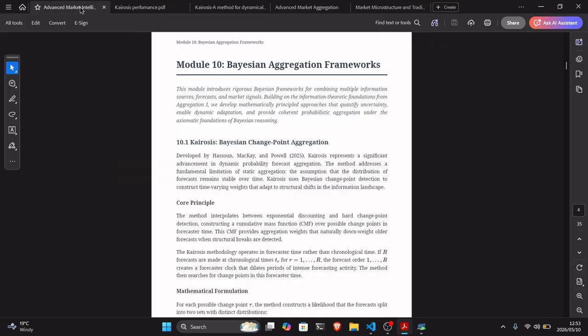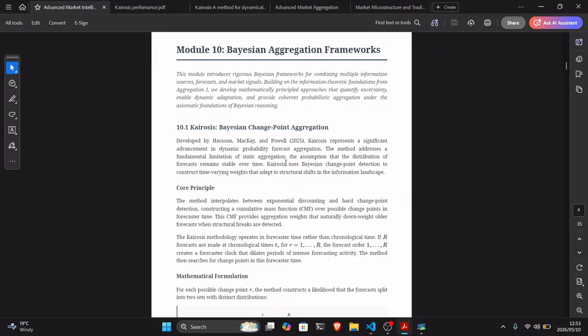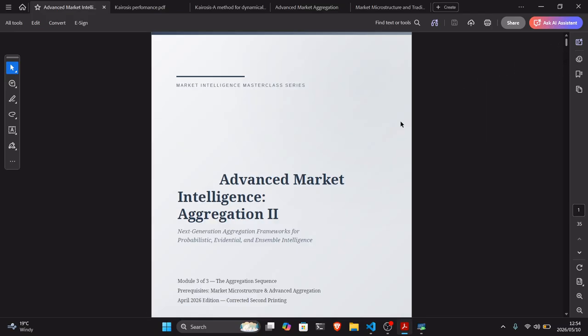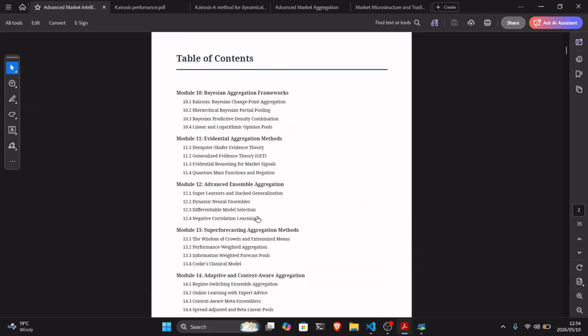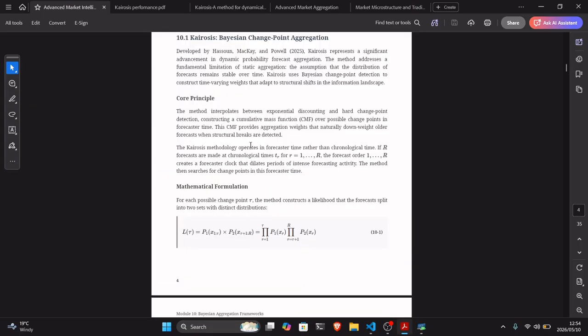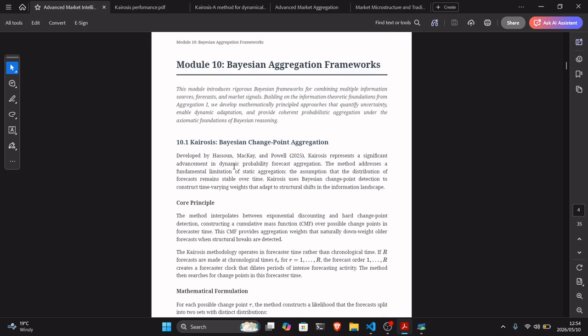Now, let's get into what kairosis is. But before we do that, this is just a sneak glimpse of my advanced market intelligence aggregation tool. And this version uses a forward CMF instead of a backward CMF. So the math might be different if you ever watched the previous video that I deleted, of course. But let's get into it.